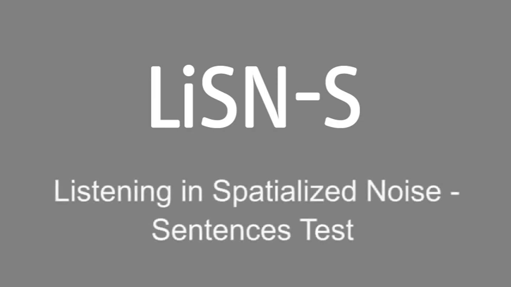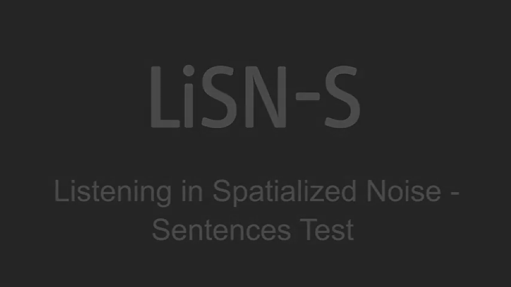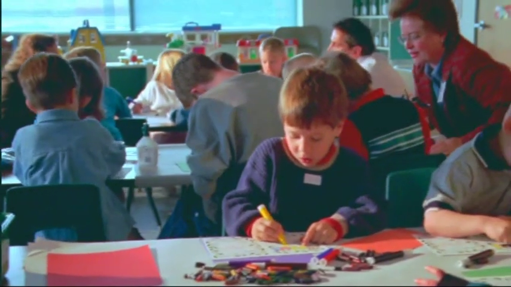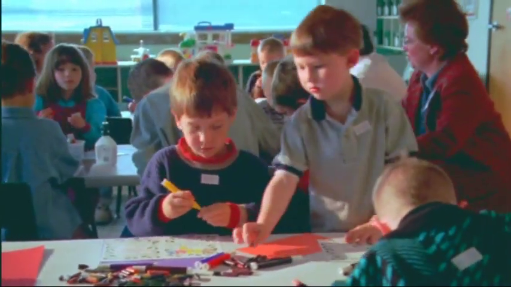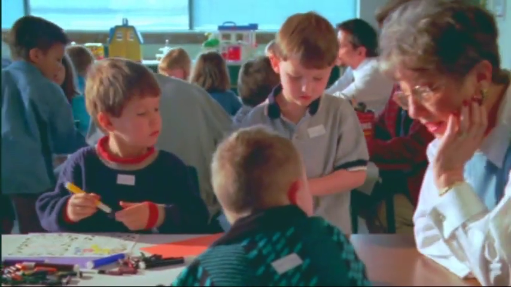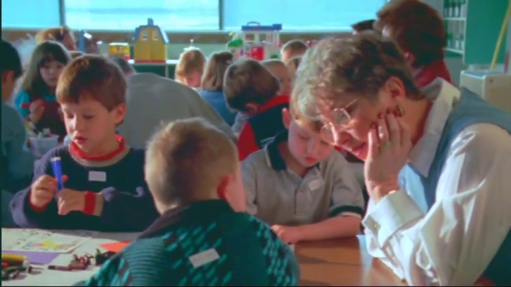The Listening in Spatialized Noise Sentences Test, or LiSN-S, assesses a child's ability to understand speech when noise is arriving from different directions. In classroom situations, for example, the teacher's speech usually comes from the front of the class, whilst other noises come from other directions.